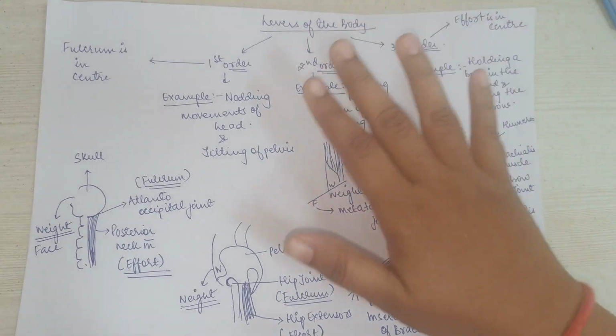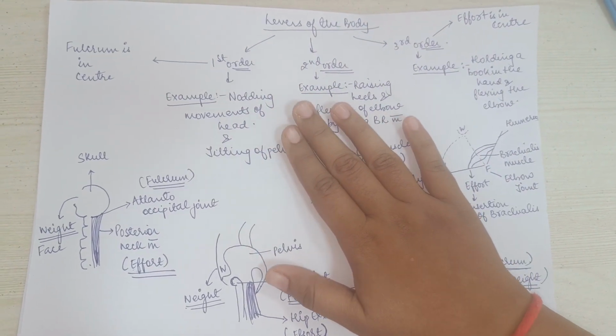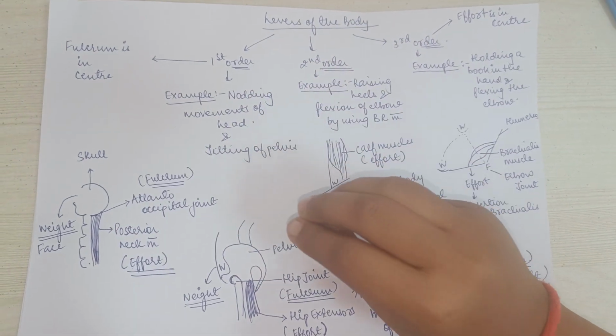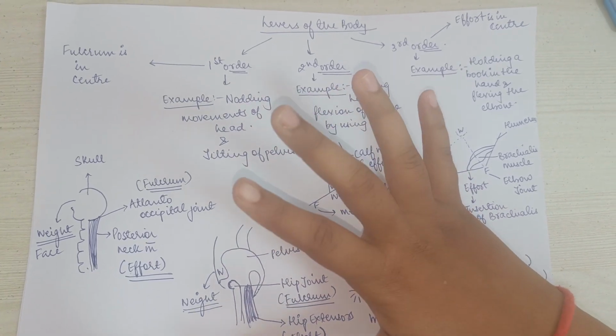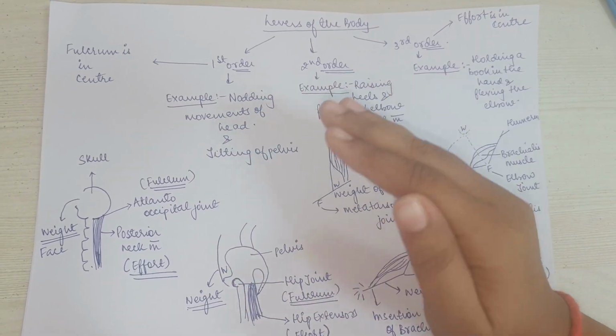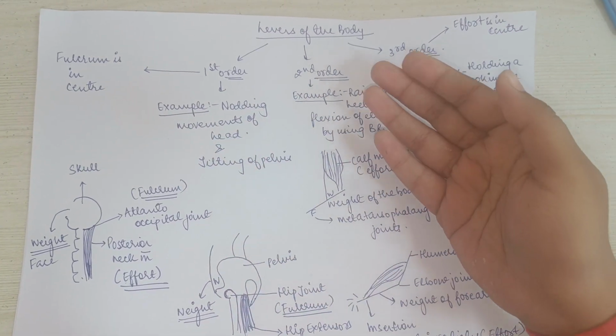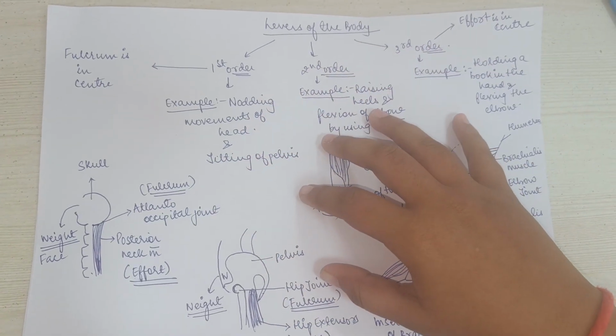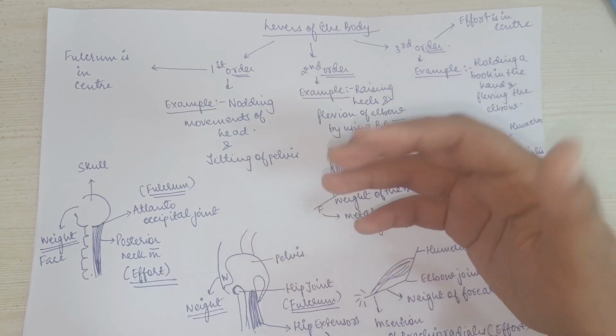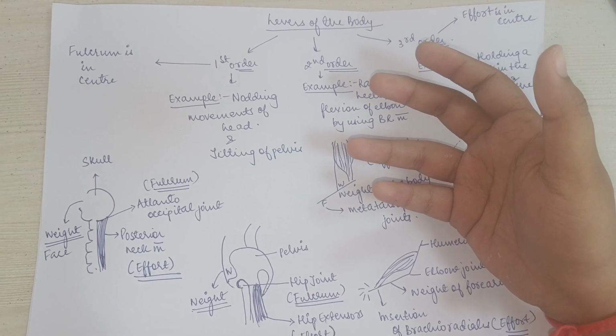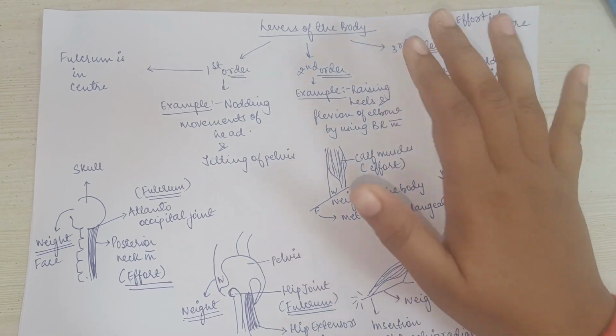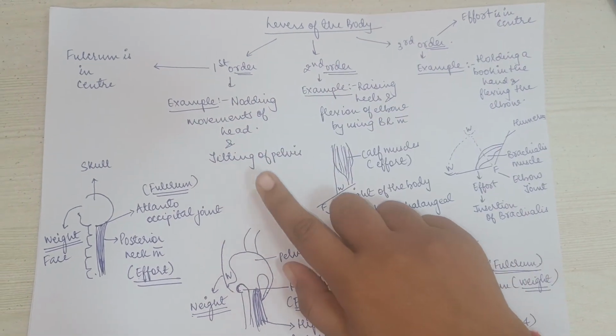Now, as we move forward to the levers of the body, in our body there are many joints and muscles which in combination form the levers of the body. As we have already seen, why do we require levers? They reduce our effort and give more efficiency to our body in whatever work we do. So let's carry on with the first order lever.